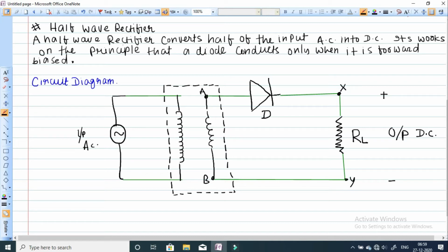So this is the circuit diagram of the half wave rectifier, and this transformer is basically your step down transformer. This is the core of the transformer basically.